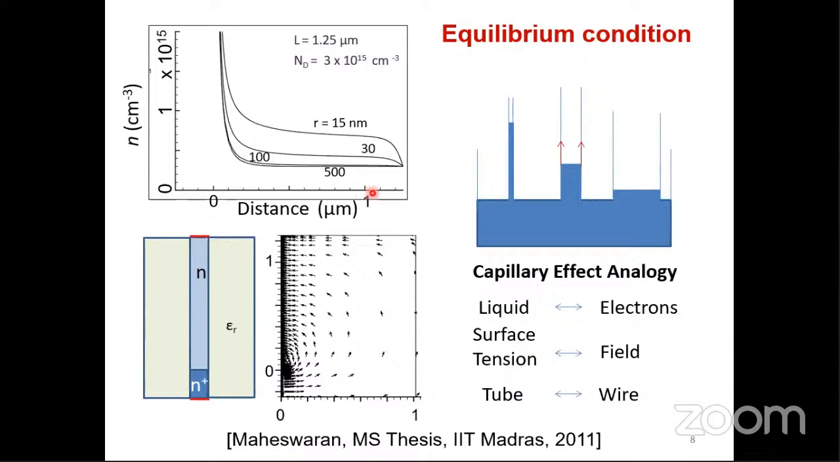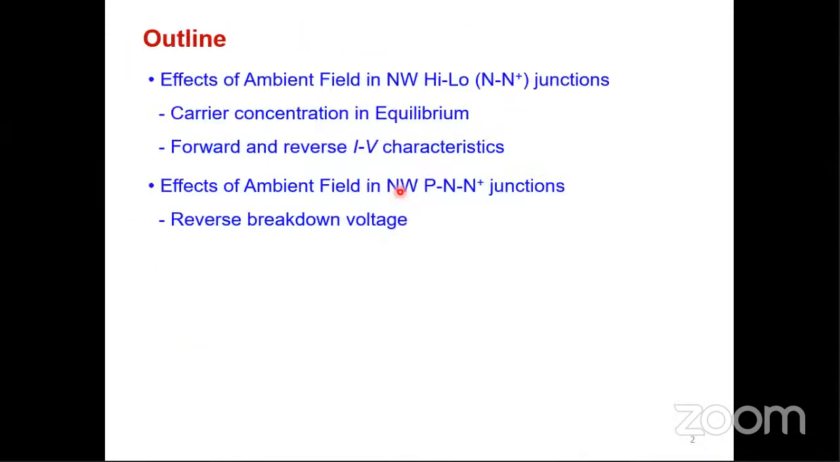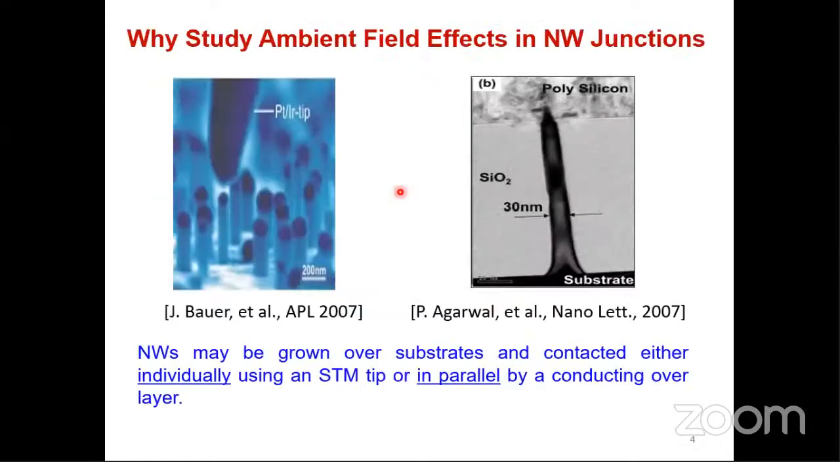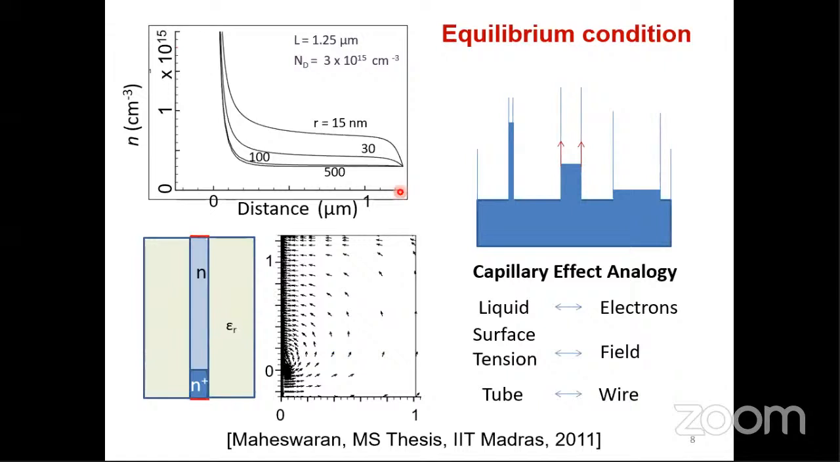So the length of the wire is around 1 micron. You can see here. Go back. I'm sorry, it was in the previous slide. So not exactly, in fact, it is 1.25 micron. You can see here, this is 0 to 1 micron, and you have this extra. This is about 1.2 microns actually. Length of the wire is 1.2.